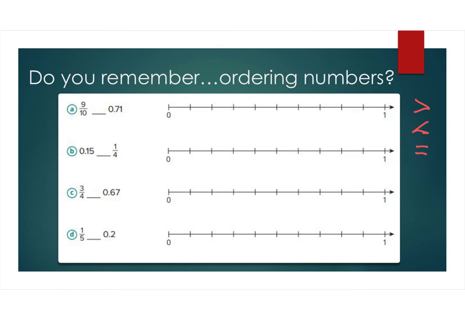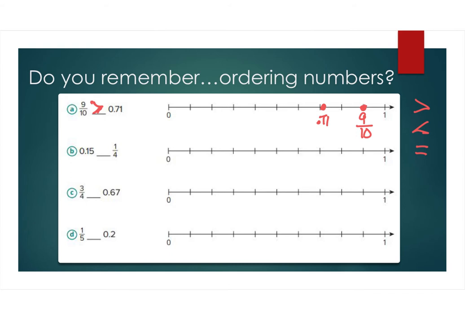So we have 9/10 and 0.71. So 0.71 is going to be 7 tick marks. And right past the 7th tick mark is 0.71. So is 9/10 greater than or less than 0.71? Remember, numbers to the right on the positive number line are larger. So 9/10 is greater than 0.71.